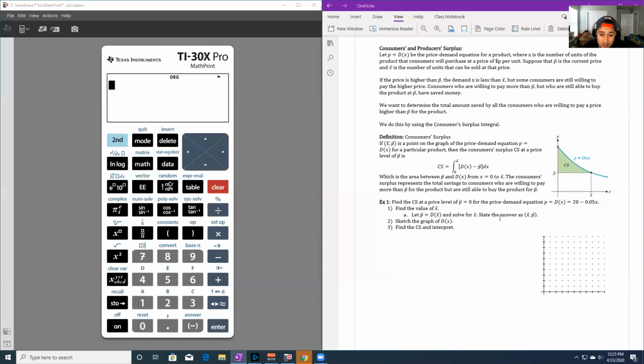All right, so example 1. Find the consumer surplus at a price level of P bar equals 8 for the price demand equation P equals D of X equals 20 minus 0.05X. Find the value of X bar. Okay, so that's our first step. We want to find X bar. We're given P bar, so we want to find X bar before we move on. To do that, we let P bar equal D of X bar and solve for X bar. And we will state the answer as a coordinate, X bar, P bar.